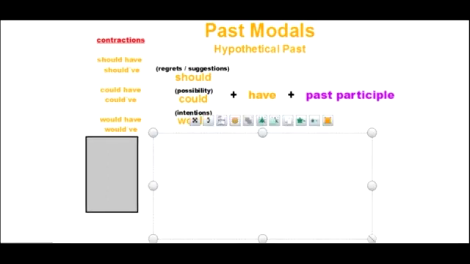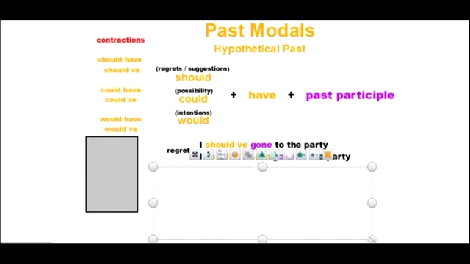So let's take a look at a few examples. Let's set a situation up. For example, there was a party last weekend. Okay, so let's look at some ideas that we use with past modals. For example, I didn't go to the party last weekend.